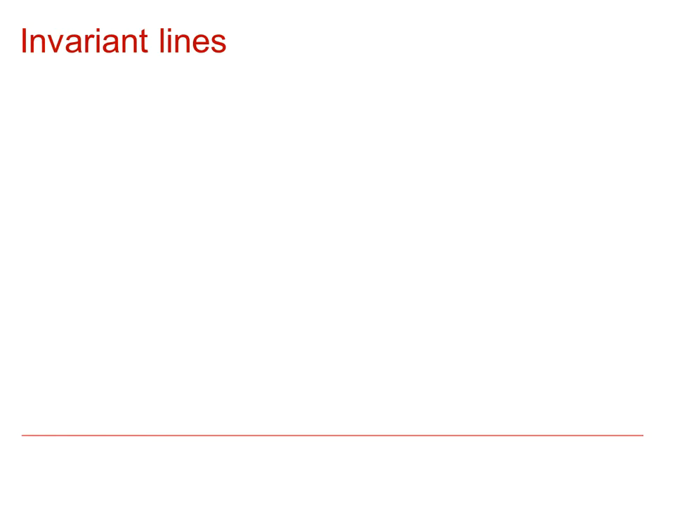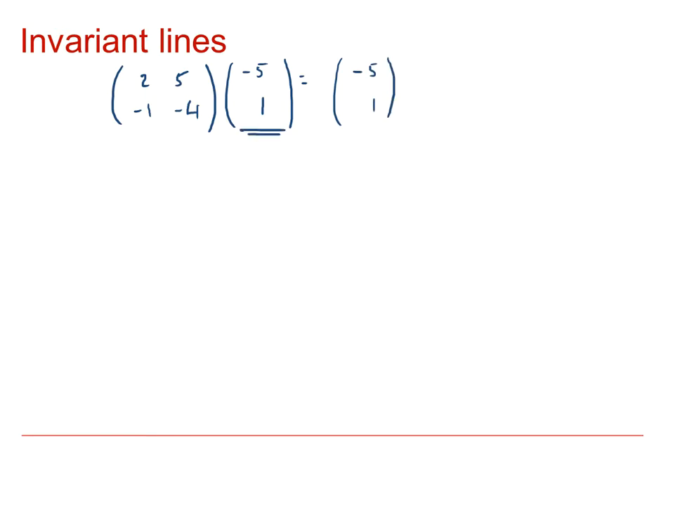Now let's consider the same matrix (2, 5; -1, -4), but multiplied by the vector (-5, 1). When you multiply that out, you'll see that we get (-5, 1). In other words, the vector has been mapped onto itself, and we can say that it's equal to 1 multiplied by (-5, 1). Therefore, the line it represents must be an invariant line.